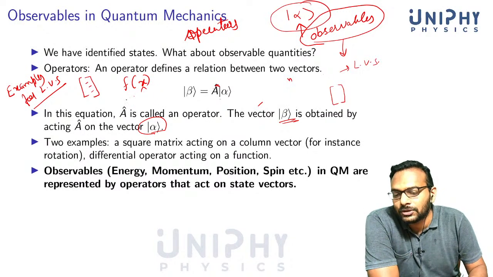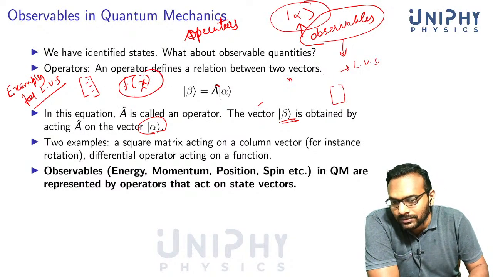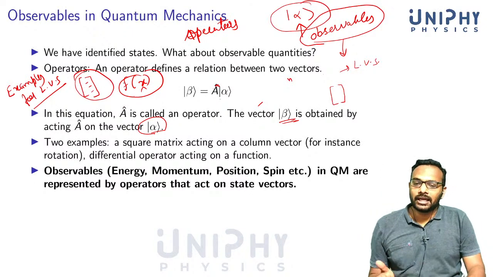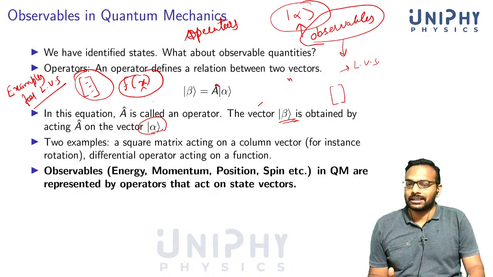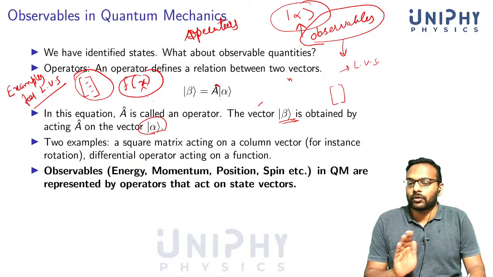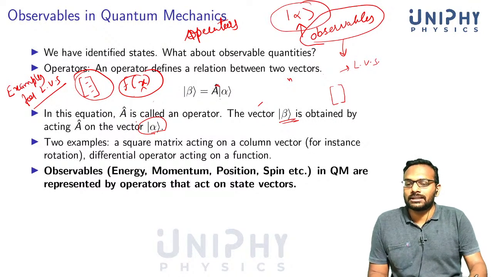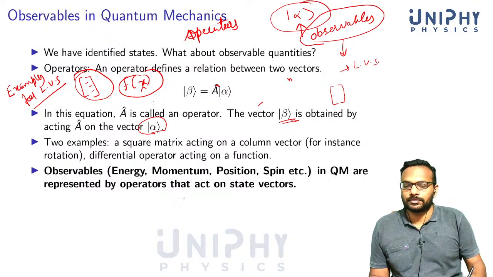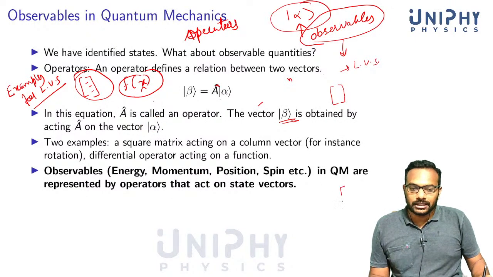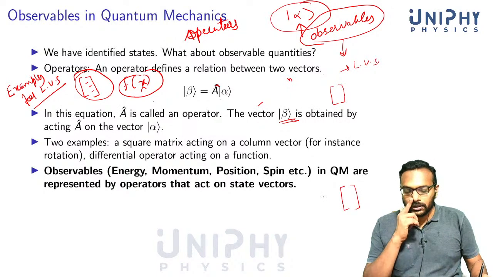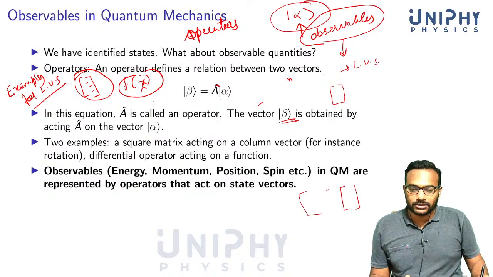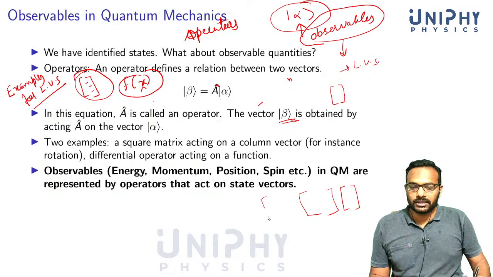So it's easy to see that complex functions as well as column matrices construct vectors in linear vector space. They follow all the properties of linear vector space. So, two examples: column matrices and complex functions. An example for an operator is even simpler. If you have a column matrix and you act a square matrix on it, you get another column matrix.